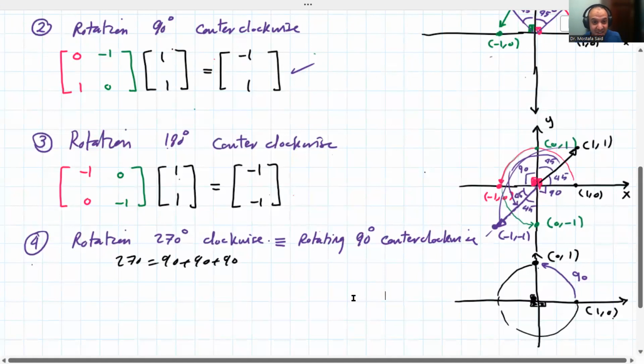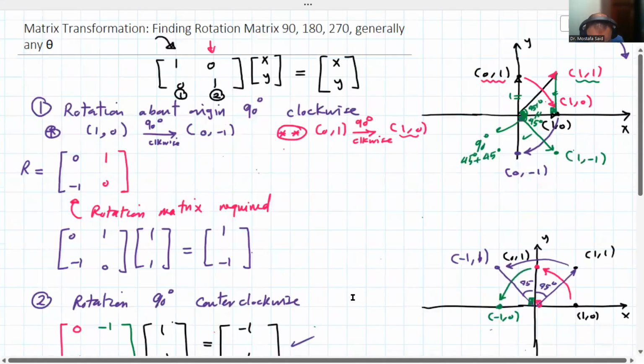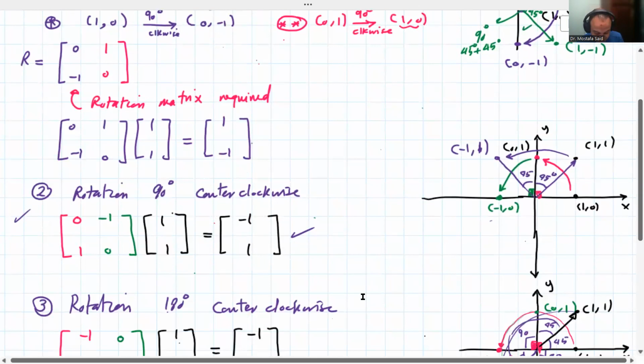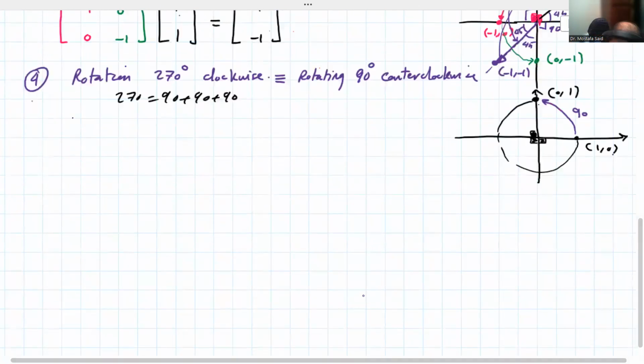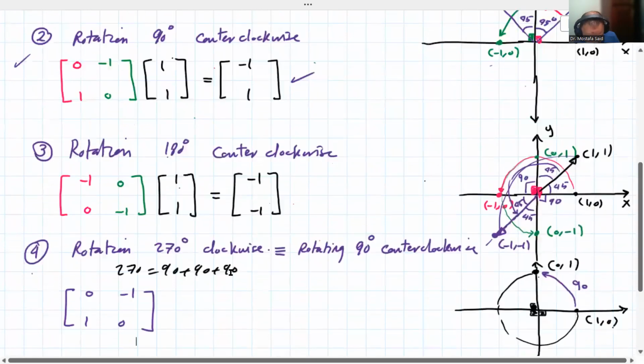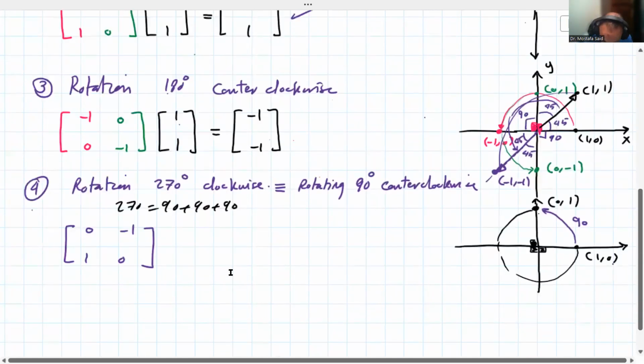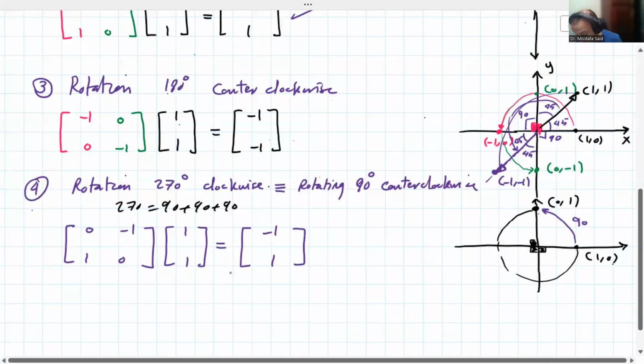But we did the 90 degrees counterclockwise before, right? So let's see. Where is it? Counterclockwise 90, this one here, number 2. So we know the matrix. It's 0 minus 1, 1, 0. Let's check again just to verify. Yeah, 0 minus 1 and 1, 0. Okay? So we will multiply it by 1, 1. I'm going to check again, by the way, so don't worry. So 0 minus 1, 1, 1 will give you minus 1. 1, 0, and 1, 1 will give you a 1.